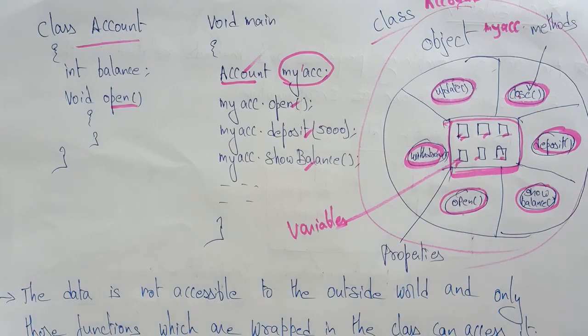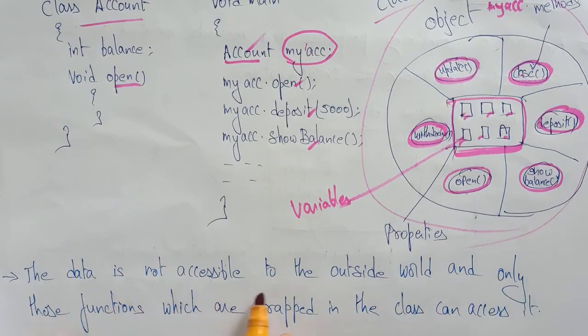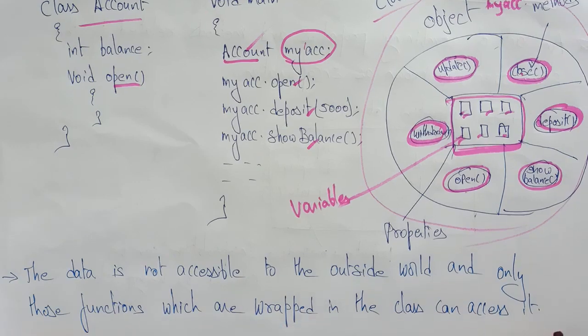So I think you get an idea regarding this encapsulation. The data is not accessible to the outside world, and only those functions which are wrapped in the class can access it.